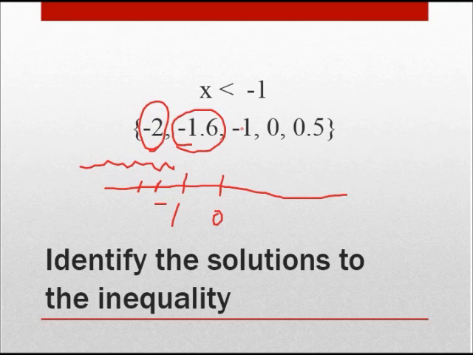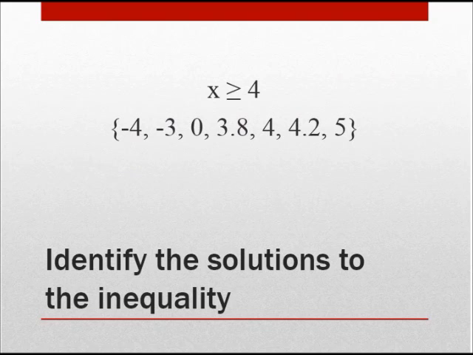It is less than -1. -1, is -1 less than -1? No, it's not. It is equal to. 0, is 0 less than -1? No. 0.5, is it less than -1? No, it is not. So our solution is -2 and -1.6. And that is our answer.